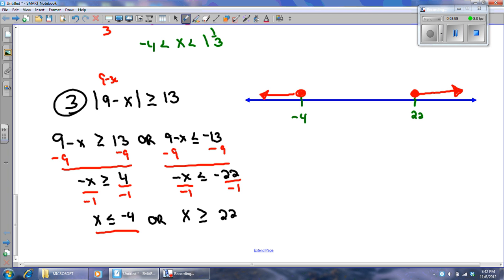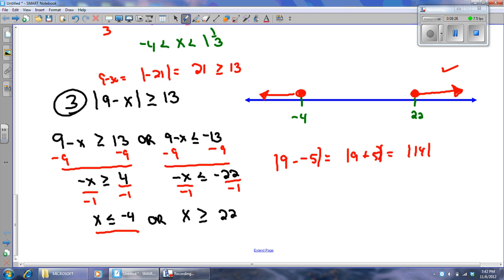Now, by the way, if you plug in a number like 30 in here, well, 9 minus 30 would equal negative 21. The absolute value of negative 21 would equal 21, and that is greater than or equal to 13. So you see it works. If I plugged in negative 5, I would get 9 minus negative 5, which is the same as 9 plus 5, which is the same as absolute value of 14, which equals 14, and that is greater than or equal to 13, so it checks over here.